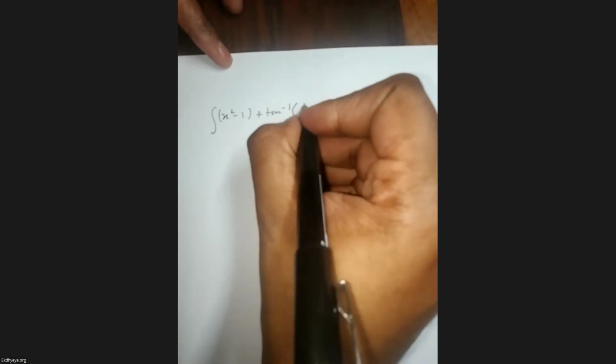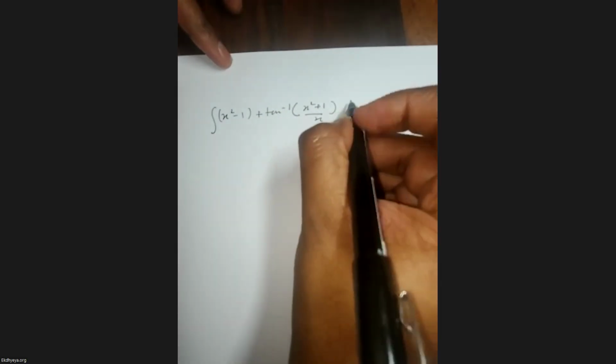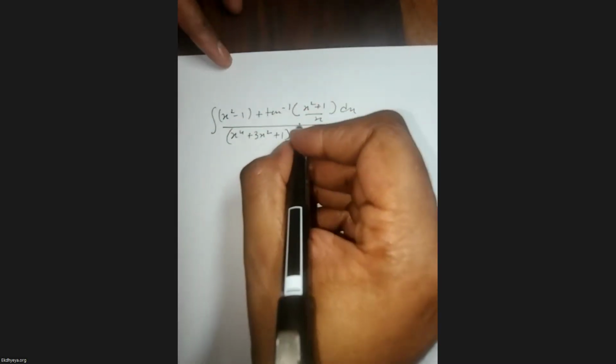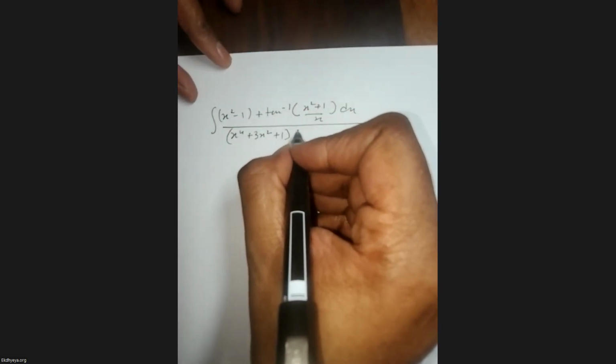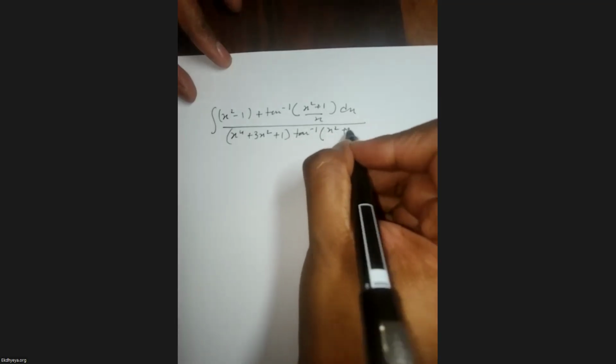So we have been given the problem as the integral of x square minus 1 plus tan inverse of x square plus 1 upon x, dx, over x4 plus 3x square plus 1, and then times tan inverse of x square plus 1 upon x.